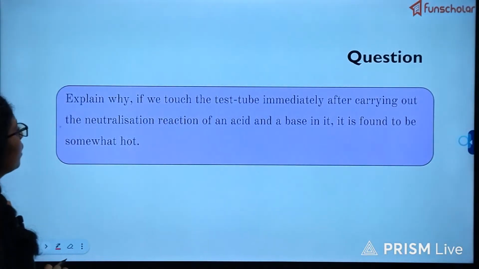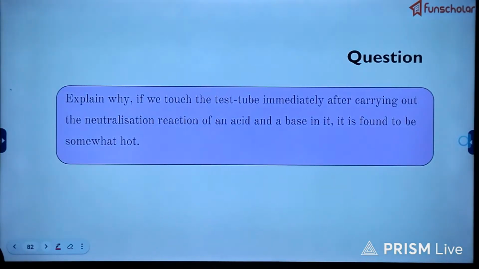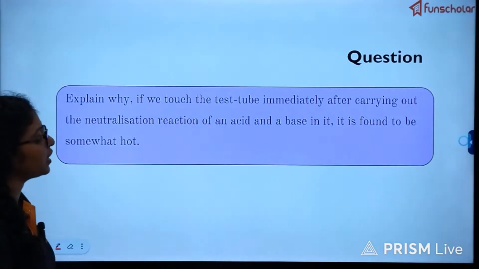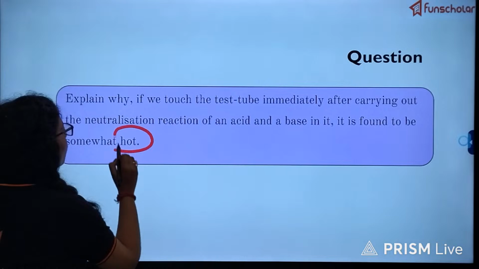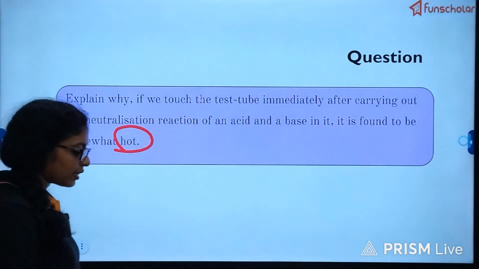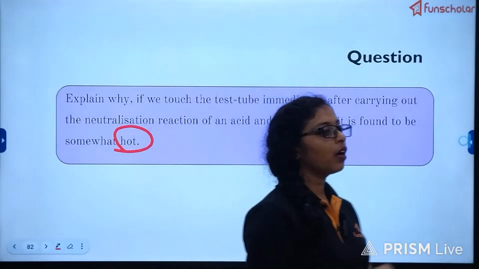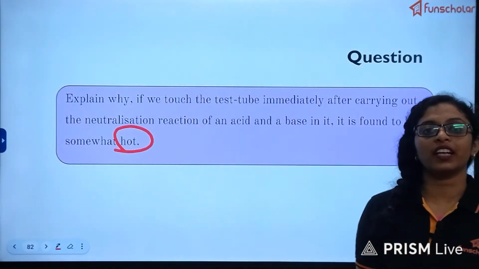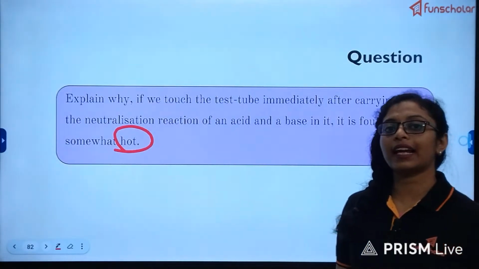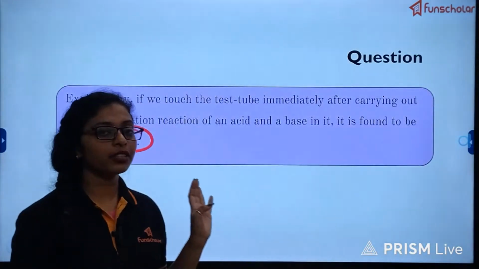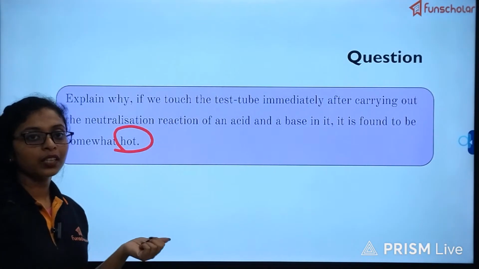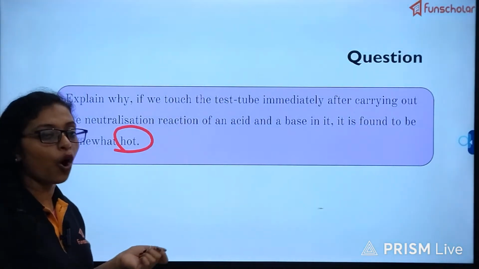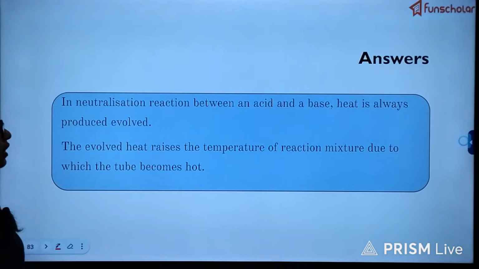There is this question: explain why, if we touch the test tube immediately after carrying out the neutralization reaction of an acid and base in it, it is found to be somewhat hot. What is the reason? We have already discussed that a neutralization reaction always produces heat because it is an exothermic reaction, right? That is why, just after the reaction happened, if you touch the test tube, you will find it a little hot. So let's see the answer.